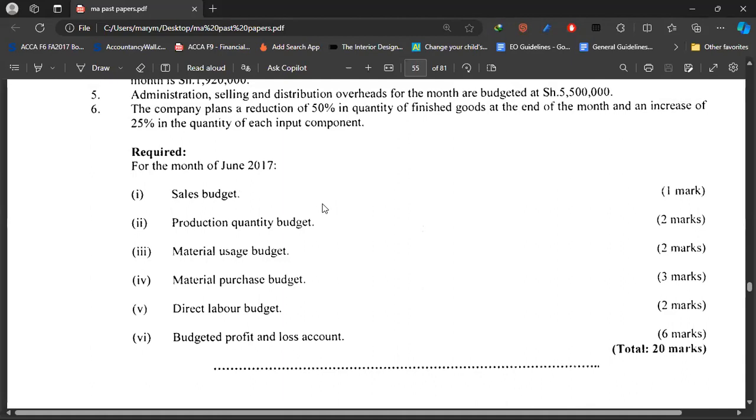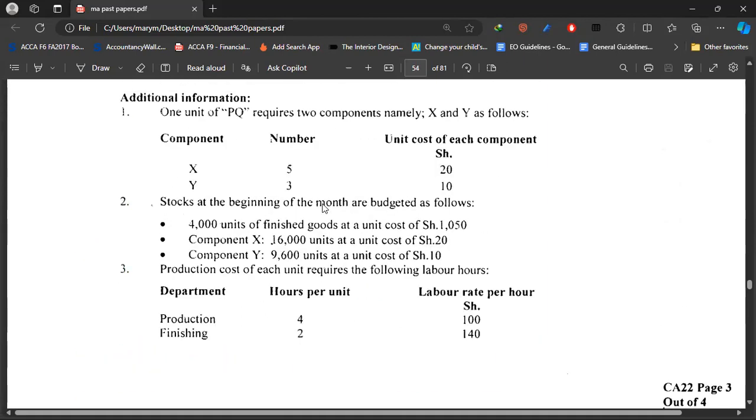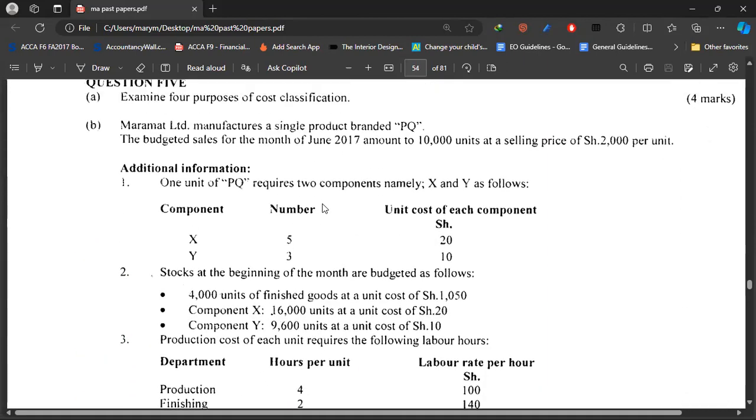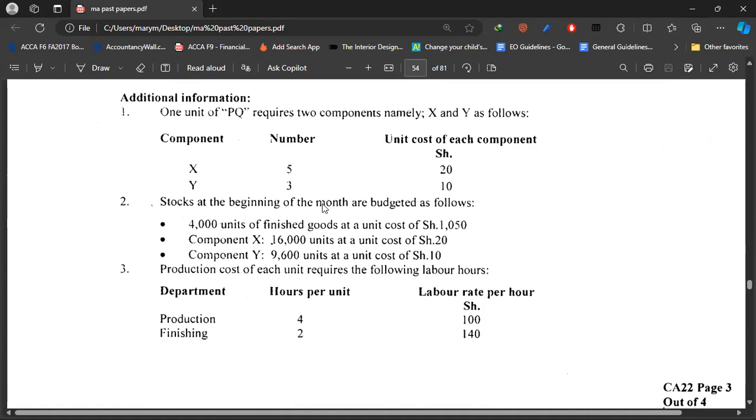And budget. We are just having 5 requirements, around 6 years. And the examiner has given us good information regarding what we're supposed to be doing. For example, I can see we have been told that the budgeted sales for the month of 2017 amount to 10,000 units at a selling price of 2,000 shillings per unit. We have been told in additional information that we are going to be using the components X and Y, and they are going to be used as follows. We are given some numbers and the unit cost of each component.